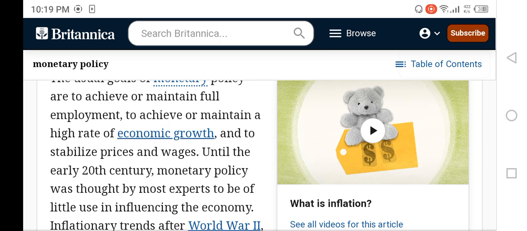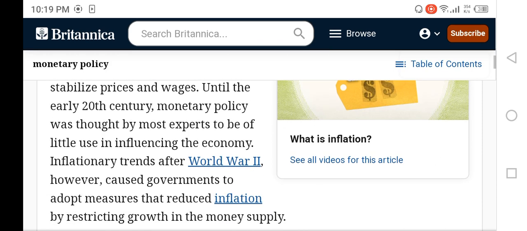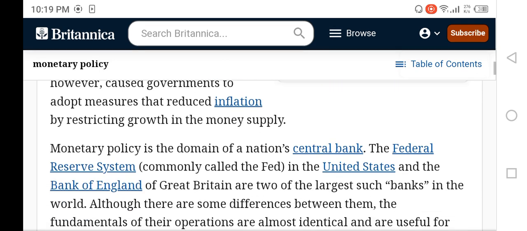Until the early 20th century, monetary policy was thought by most experts to be of little use in influencing the economy and financial trends. After World War II, however, governments adopted measures that reduced inflation by restricting growth in the money supply.